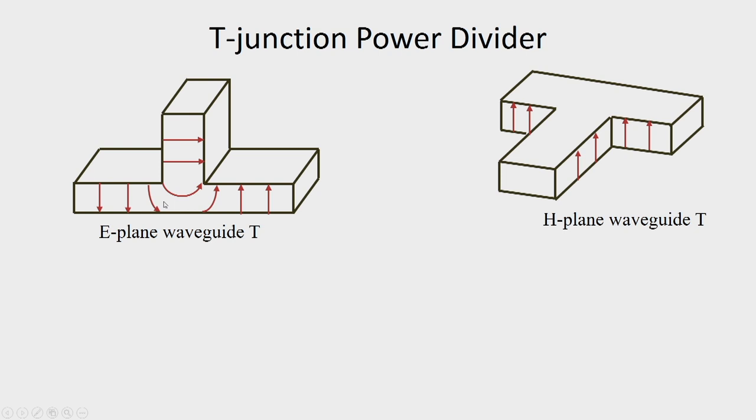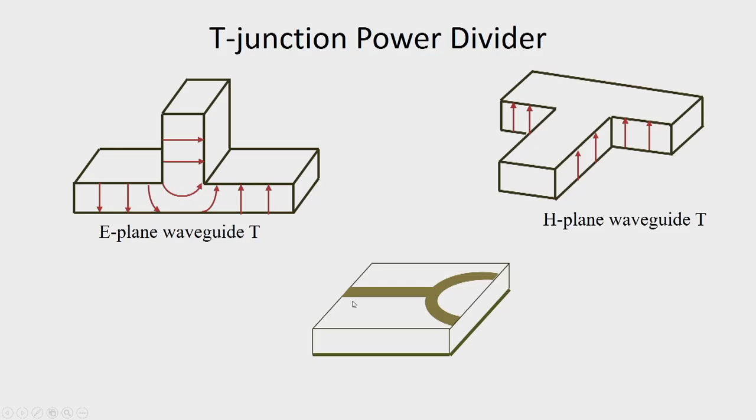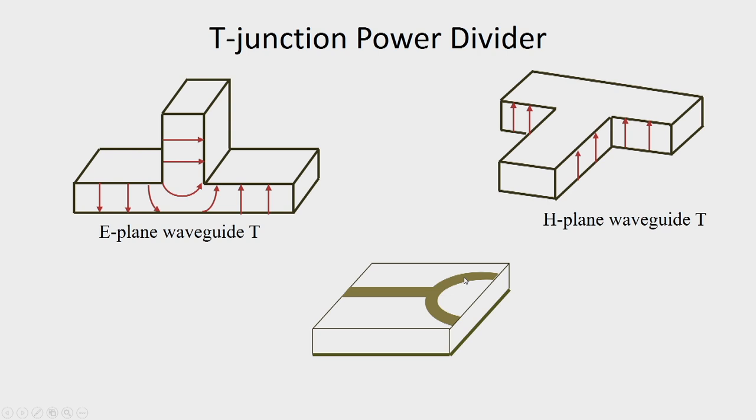Let us consider another form of T junction, a microstrip version, where we have, this is the ground plane, this is the dielectric material, and this is the microstrip line, which will be the input port, and the power will be divided between these two output ports, and this division can be designed to be equal or unequal.